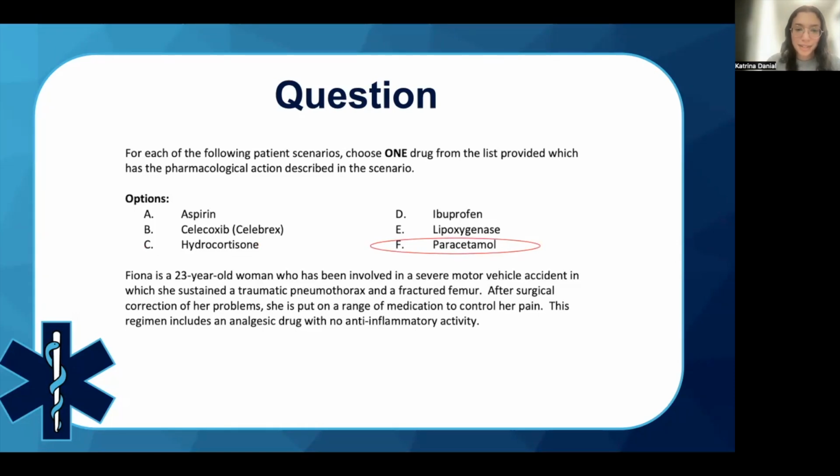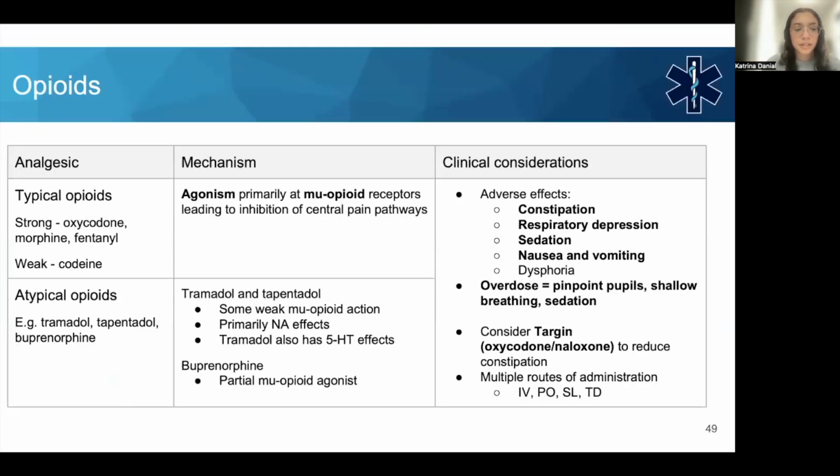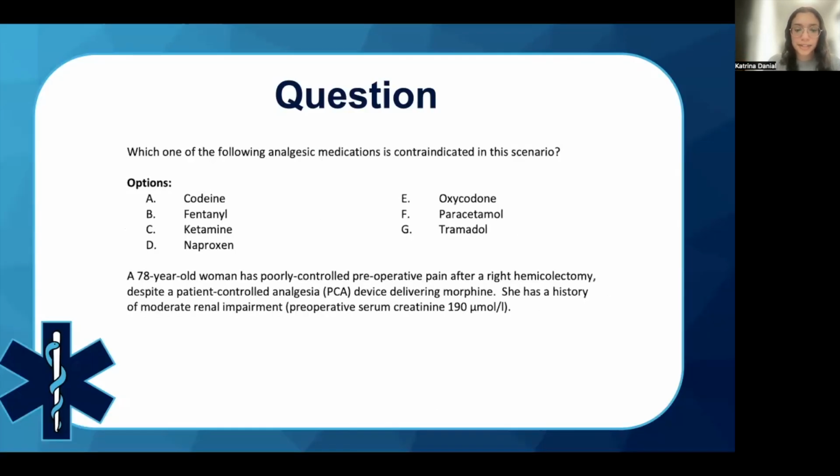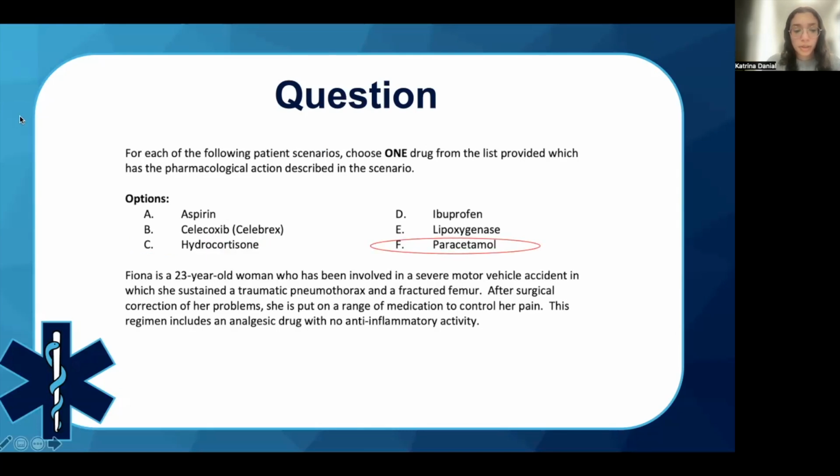So the answer here is paracetamol. The reason for that is, remember, paracetamol is a centrally acting COX inhibitor. It's actually not fully understood how it works, but we know that it doesn't have any peripheral anti-inflammatory activity. Okay, so all of these other ones would have some sort of anti-inflammatory activity.